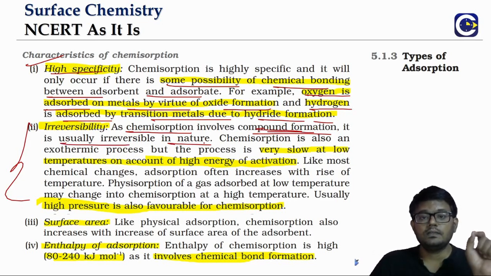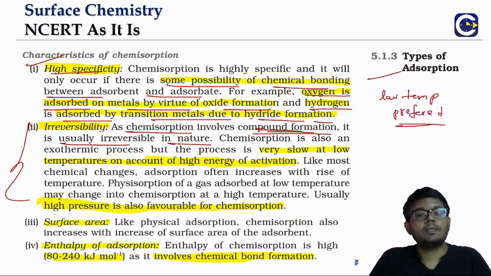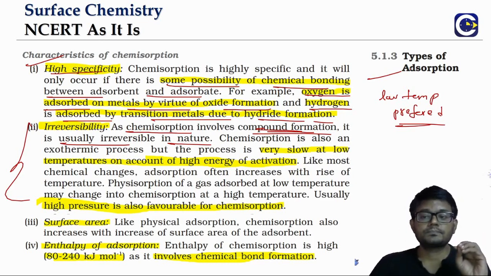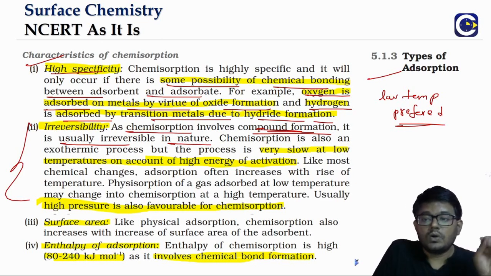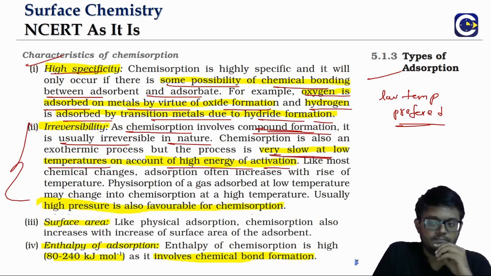And the chemical adsorption is also exothermic. Exothermic means what we should have? Low temperature preferred, right? Because as per the Le Chatelier principle, whenever we have an exothermic process, low temperature should give us more yield. But the problem with the chemical adsorption is, at low temperatures the chemical adsorption will be very slow. Why? Because chemical adsorption requires activation energy.